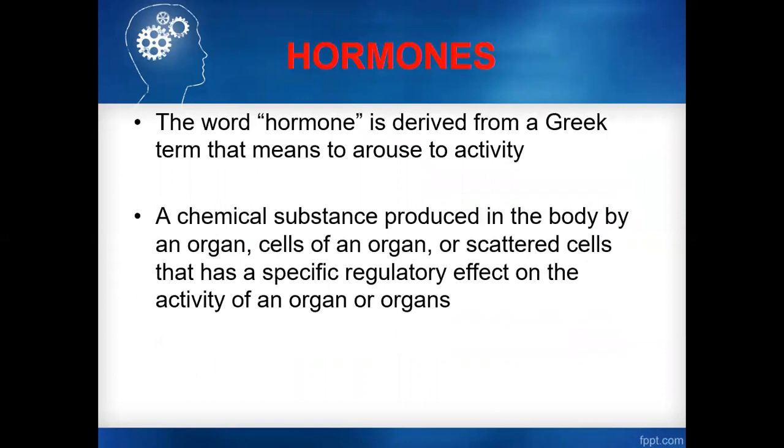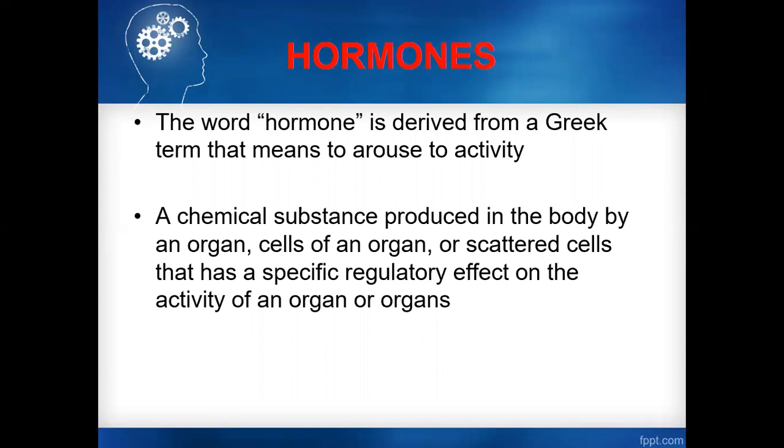Now, the word hormone is derived from a Greek term that means to arouse activity. So, as classically defined, a hormone is a substance that is synthesized in one organ and transported by the circulatory system to act on another tissue. However, this original description is too restrictive because hormones actually can act on adjacent cells.